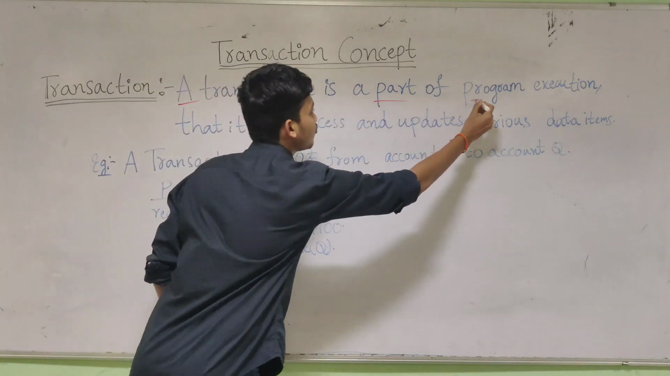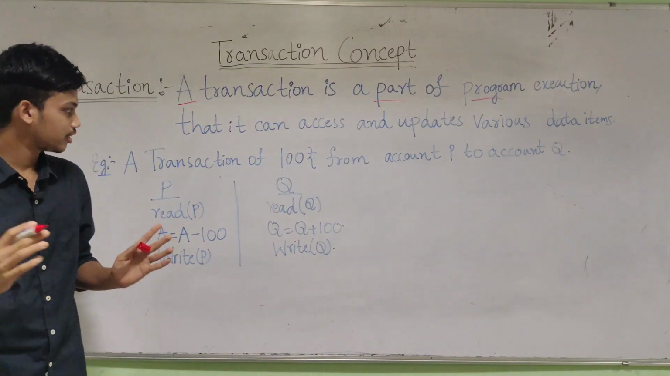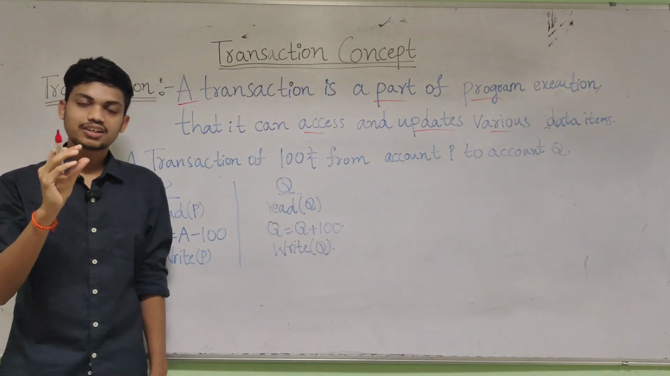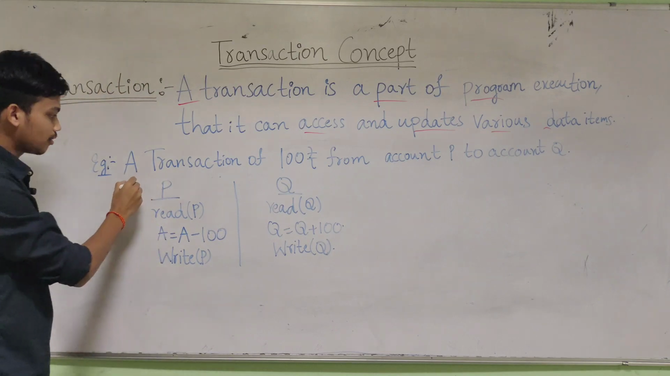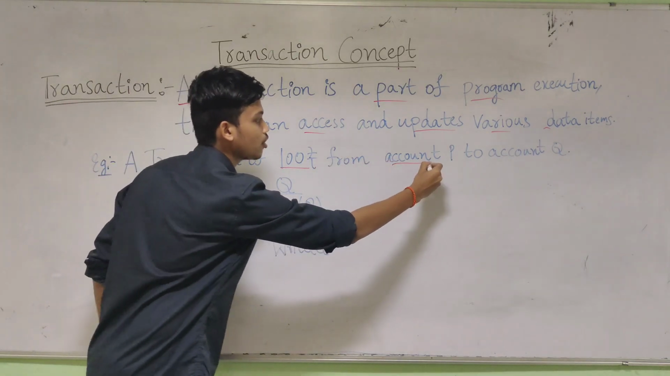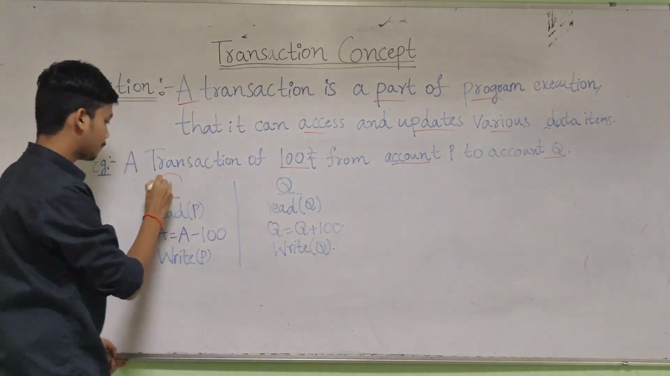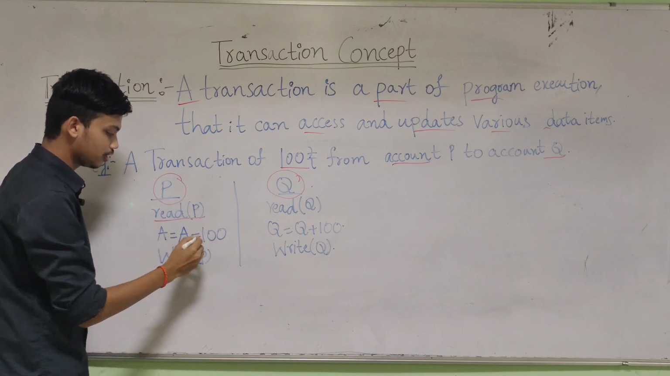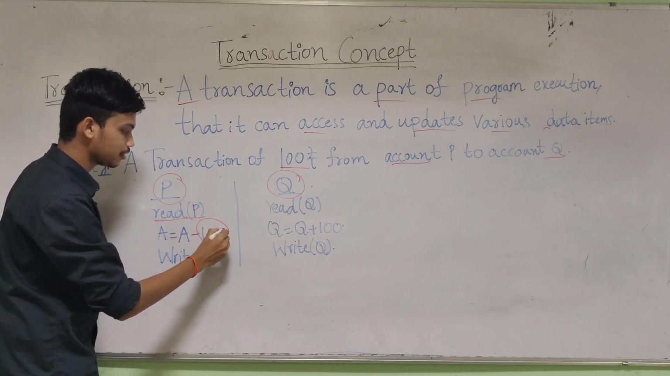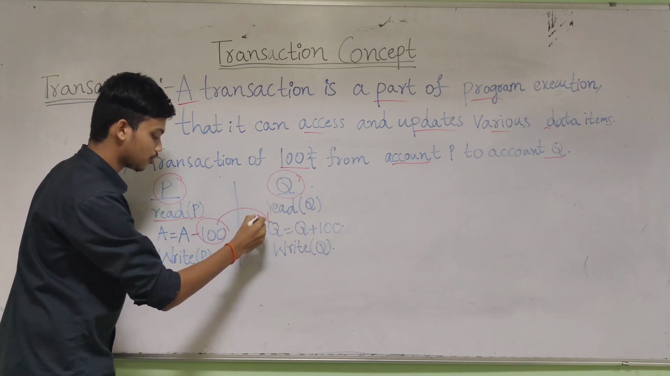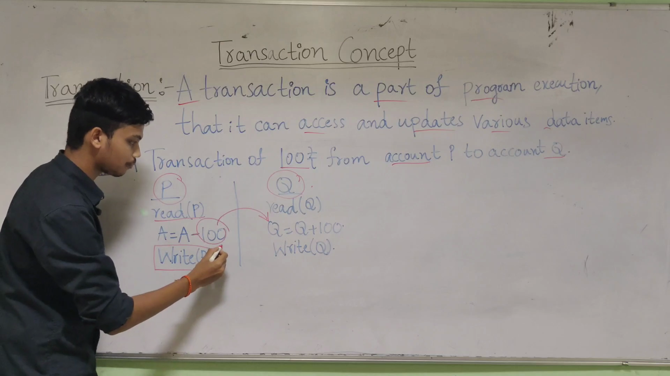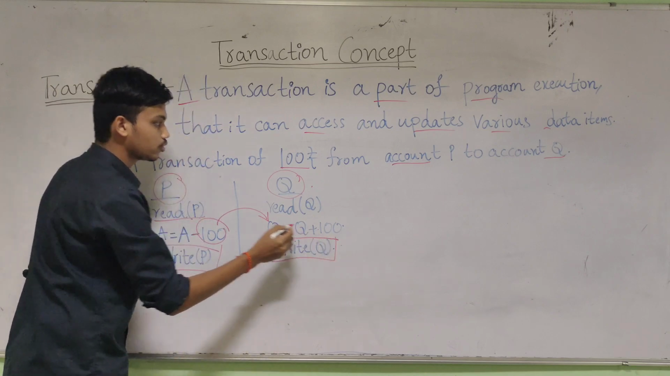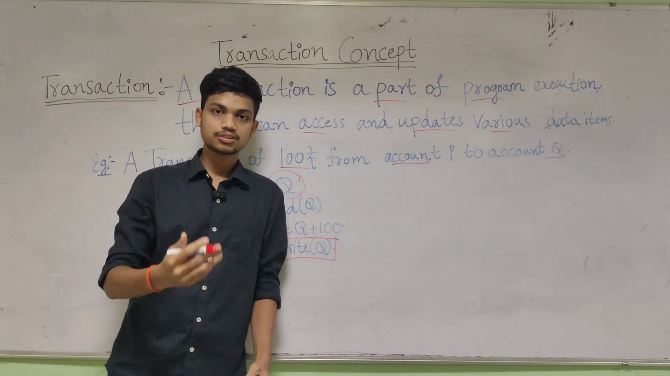A transaction is a part of program execution. The code is already written so that it can access and update various data items. Money is a data item, you can take it like that. Take an example: a transaction of 100 rupees from account P to account Q. P is a person, Q is another person. First P reads the money in his account and then deducts 100 rupees from his account. The same money is transferred to the other account. After that he executes the program. Then the money is transferred. So take a note of this, and we are going to discuss the next things now.